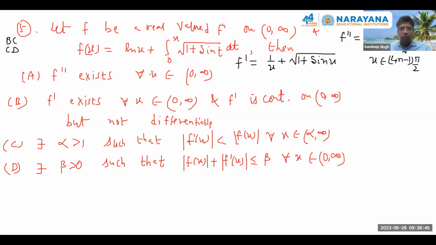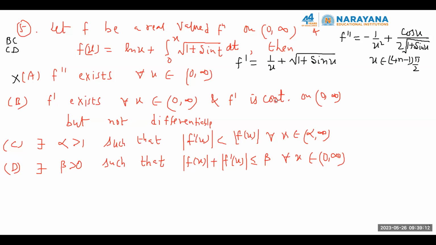So x belonging to this, obviously A is incorrect. This is clear, right? A is incorrect because this does not exist everywhere. Is this clear or not? First, tell me. Yes, sir. Can I tell f dash exists for all x? Check here in this domain. Yes, it exists. Can I say it is also continuous?